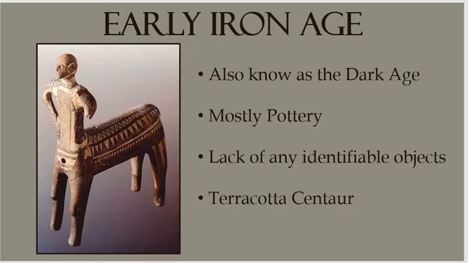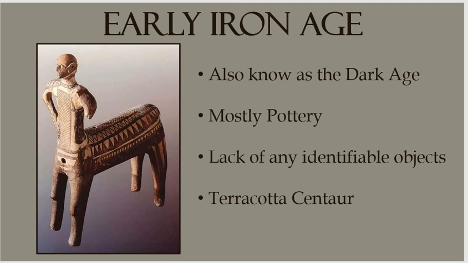So moving on to the early Iron Age, this was also known as the Dark Age, and it refers to the time period that came about after the fall of the Mycenaeans, but before the real rise of the polis. So artifacts from this time are mostly pottery, and while they're not entirely imageless, they do reflect sort of a lack of interest in representing any identifiable objects, especially the human figure during this time.